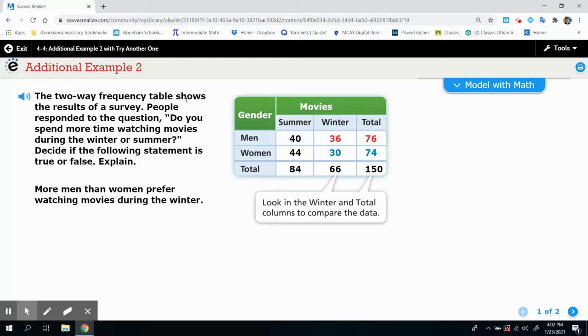The two-way frequency table shows the results of a survey. People respond to the question, do you spend more time watching movies during the winter or summer? Decide if the following statement is true or false. More men than women prefer watching movies during the winter. So look in the winter and total columns to compare the data.